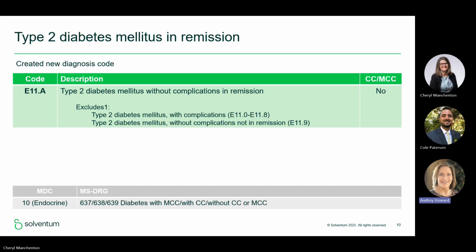However, it would be extremely rare that this code would be sequenced as the principal diagnosis in the inpatient setting.